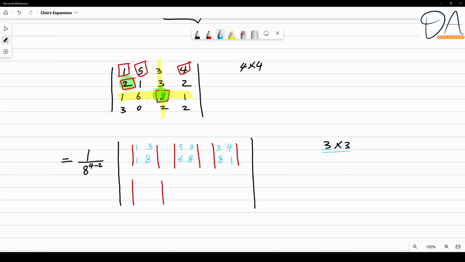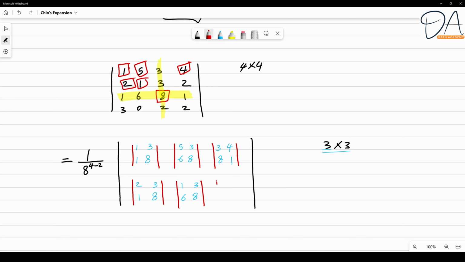So 2 and 8 are corners of a rectangle. The other two to complete the rectangle will be 3 and 1. Then we move to the next one, which is 1. Again, 1 and 8 are corners of a rectangle, and the other two to draw the rectangle will need the 3 and 6. So again, you need to write them in the right order. So 1, 3, 6, 8.